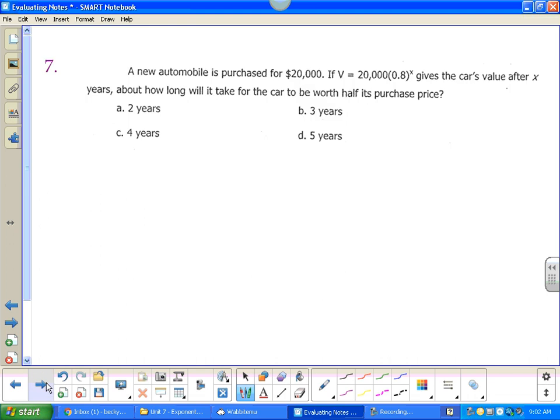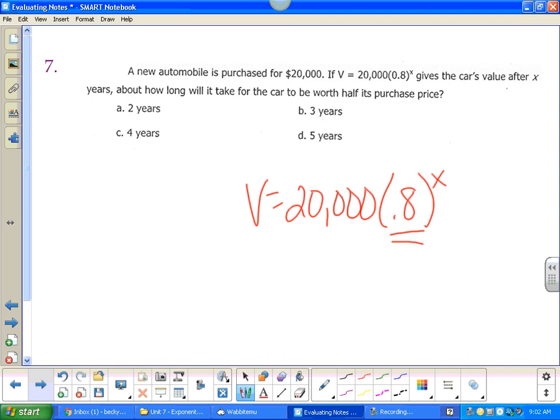Okay, changing gears. So far, I have asked you what the value would be after a certain amount of time. But now I'm going to tell you what I want the value to be, and I want you to tell me how long it's going to take to get there. So we have a new automobile, and it's purchased for $20,000. What does that mean? Well, that means it's depreciating 20%. How long, so I want x, I don't know what it is, will it take the car to be worth half its purchase price? So half its purchase price would be $10,000.